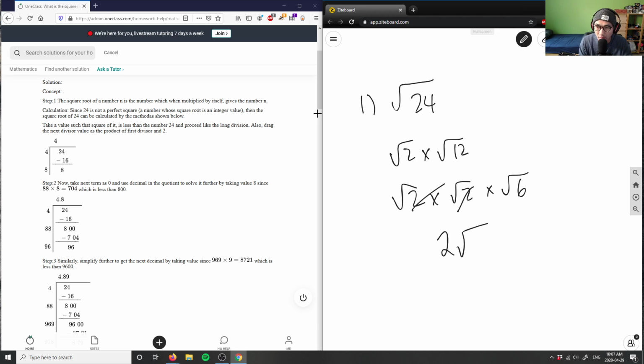You can, and then I have 2 times root 6 here, which is kind of my prime factorization, or the simplified radical form of root 24. So this here is my answer for this problem here. If you want to calculate the decimals, again, this student did it themselves.